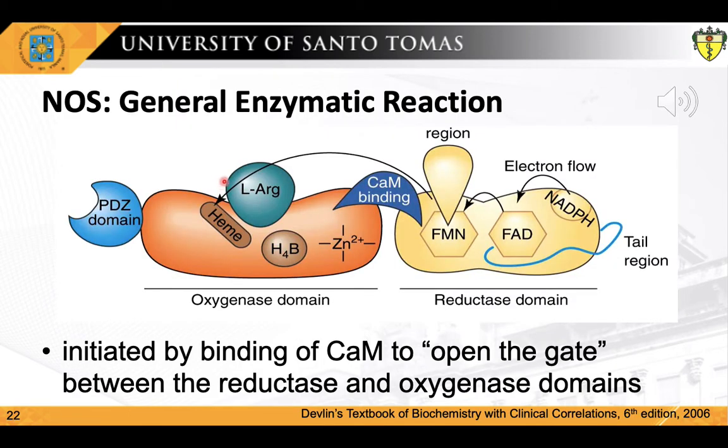To continue, the general enzymatic reaction of nitric oxide synthase involves the sequential monooxygenation of arginine to nitric oxide and citrulline. This is primarily initiated by the binding of calmodulin to the calmodulin binding site domain of the nitric oxide synthase in order to open the gate between the reductase and oxygenase domains, initiating the biosynthesis of nitric oxide by the nitric oxide synthase complex.